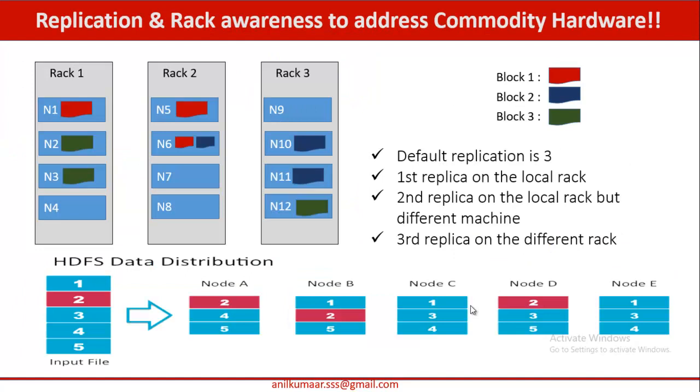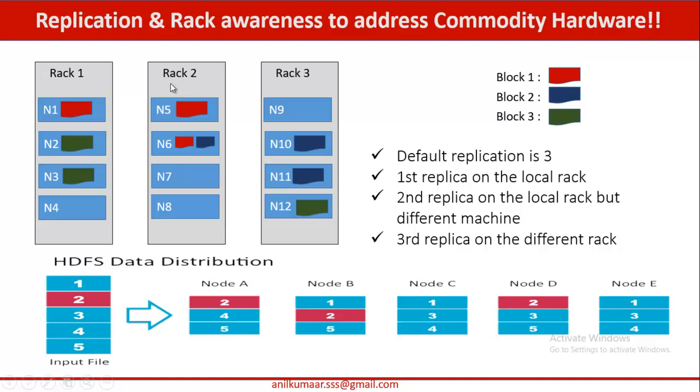We'll understand one more concept here, rack awareness and replication. I already mentioned replication. What do you mean by replication? Once we copy our data from the local file system to Hadoop, initially blocks will be created and those blocks will be replicated to multiple nodes. Why? Because we cannot trust this particular commodity hardware. That's the reason we are replicating. So how are you going to replicate this? For that, it follows the rack awareness concept.